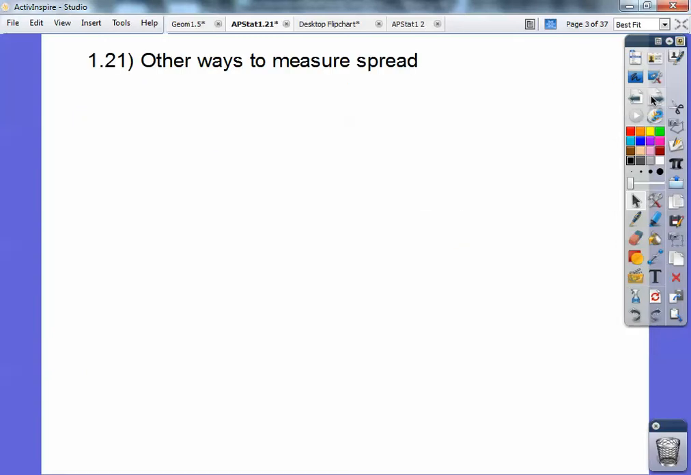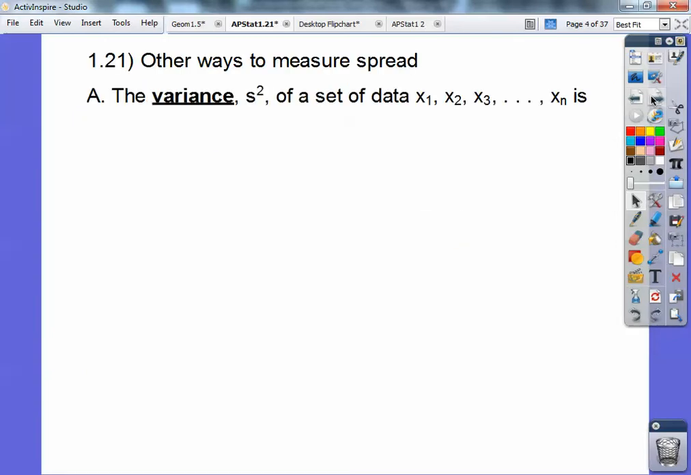Okay, all right, so here's section 1.21, other ways to measure spread, and we're going to talk about variance. Variance, which is s squared, of a set of data x sub 1, x sub 2, x sub 3, all the way up to x sub n. Like we did with Hank Aaron's and Barry Bonds' home runs. Those home runs would have been the x sub 1, x sub 2, and so on. So they're just the numeric data.